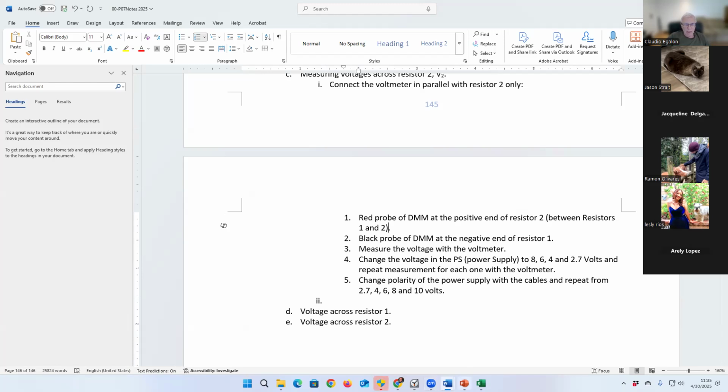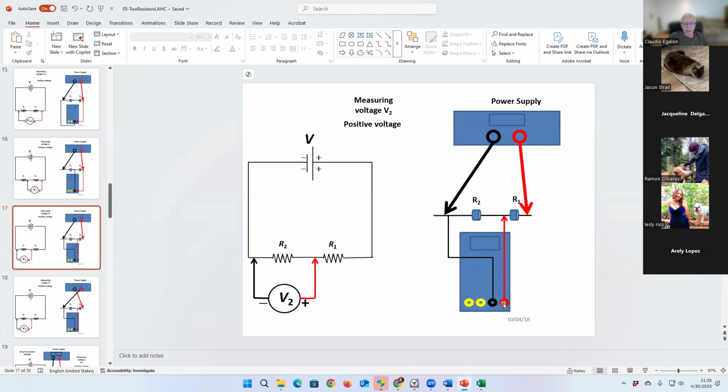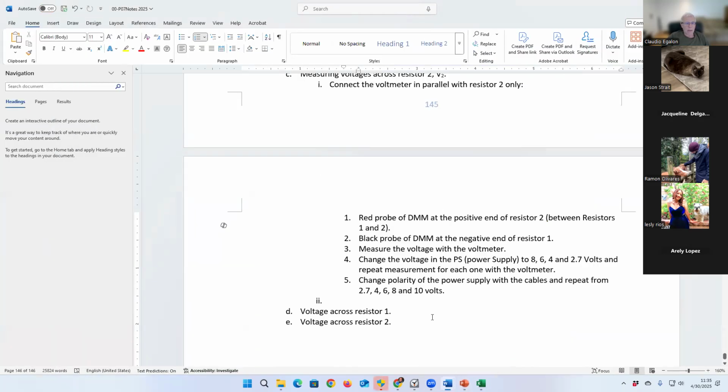You can even look here at the drawing. See that? The red cable of the multimeter is between resistor 1 and 2. Okay. Black cable of the multimeter at the negative end of resistor 2. Black probe of the DMM at the negative end of resistor 2. Here you go. Measure the voltage with the voltmeter. Change the voltage in the power supply to 10, 8, 6, 4. And I measure the voltage.